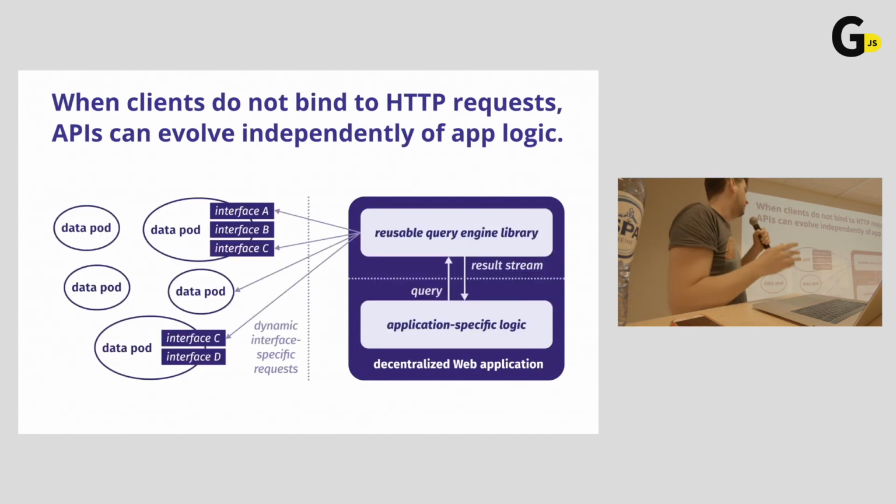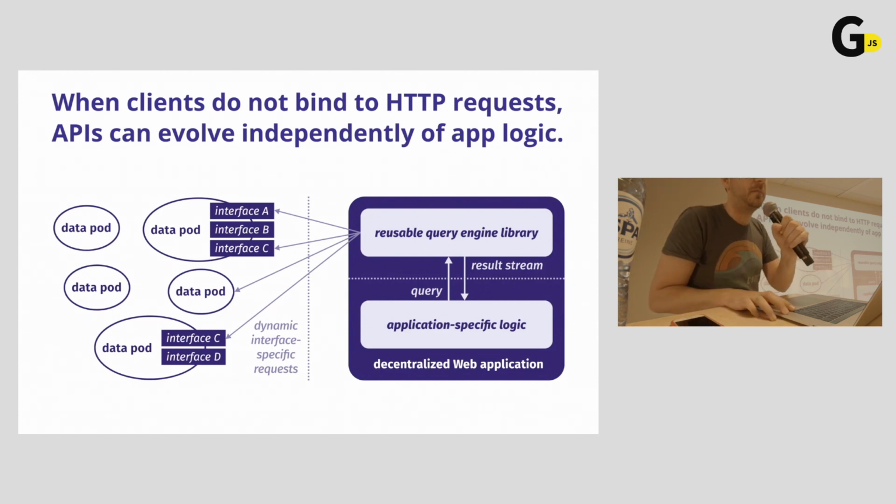What we need is something like this, where the application-specific logic does not do HTTP requests. There's no arrows going out. Instead, the application only uses queries for reading and writing. And it's up to a query engine to translate those into concrete requests. This means that the servers can change, the data can move, but your application will still keep on working.